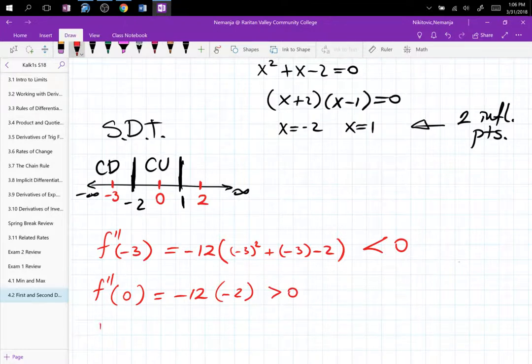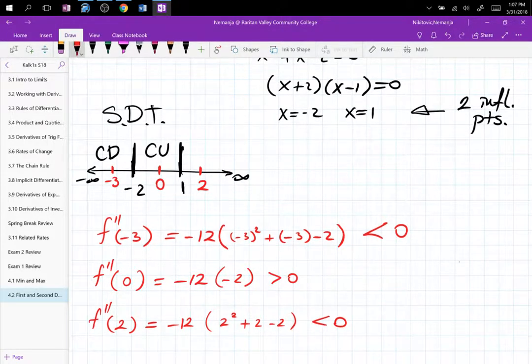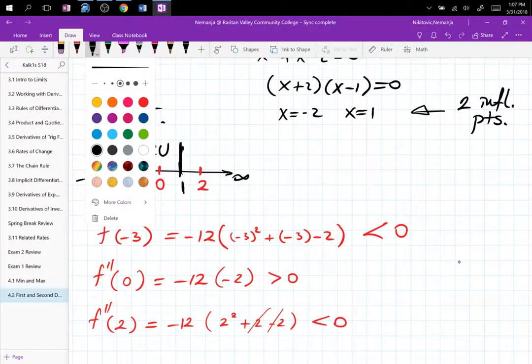And the last one, second derivative computed at 2, the test point 2, is -12 times 2 squared plus 2 minus 2, and that's also negative because of these guys cancel, right? And you have negative times a positive. You have -12 times +4. That's a negative number. Again, concave down.